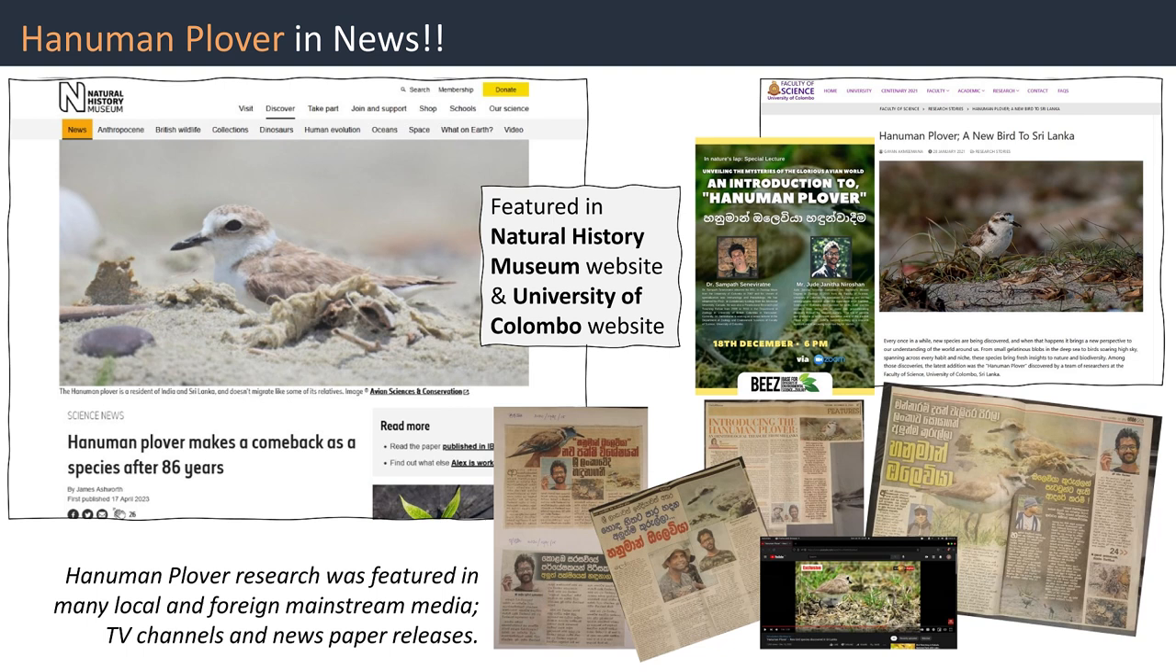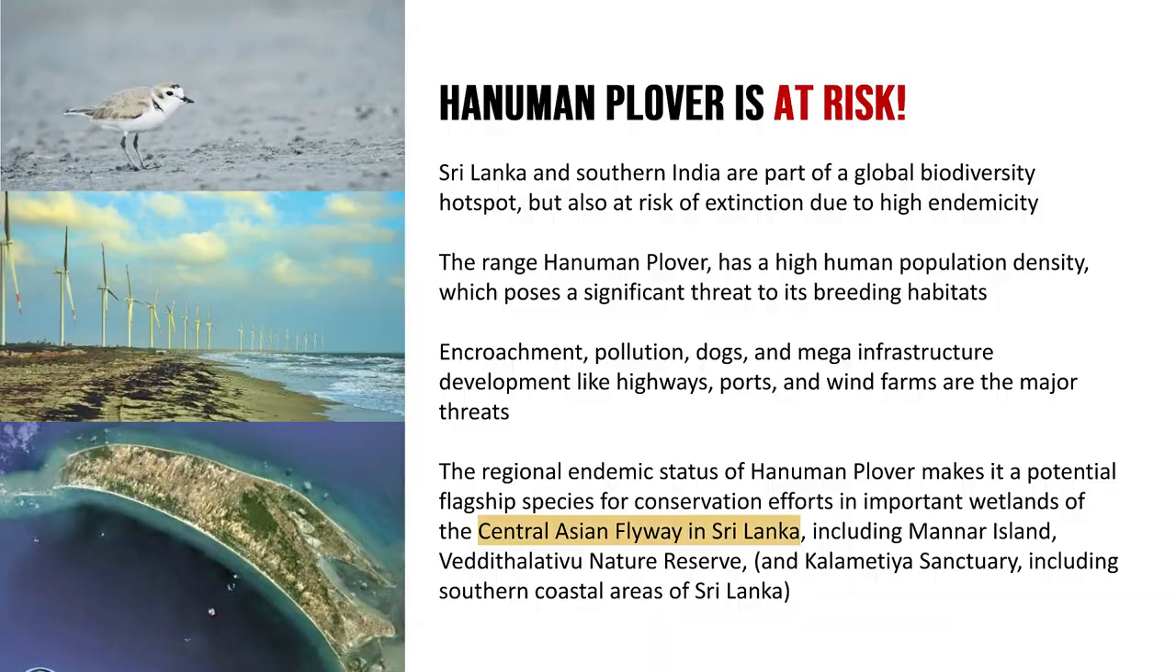So I want to say this whole thing helps mainly with their conservation measures. The Hanuman plovers and their breeding ranges, all this Mannar Island, are now at risk. We all know, with the increasing human population and the encroachment, pollution, as well as the predators like dogs that come with humans, and also the mega infrastructure developments like highways, ports, windmills and wind farms, they become major threats to their habitats.